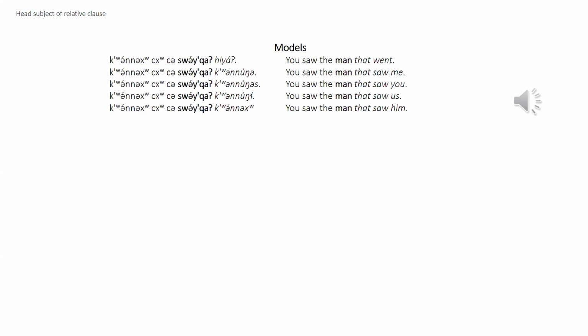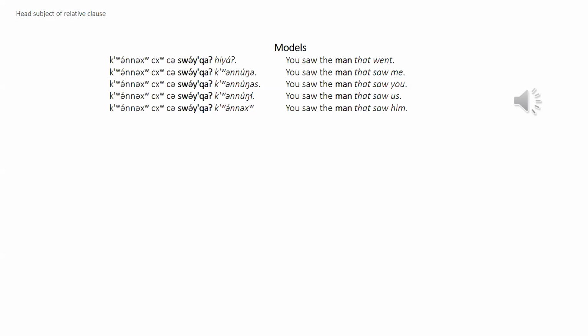Look at the first model. Here, the relative clause is intransitive. The two sentences that are combined are you saw him, and the man went. Notice, just as in English, the head always precedes the relative clause. Colville differs from English in that there are no relative pronouns like that, or who, or which. The verb of the relative clause immediately follows the head of the noun.